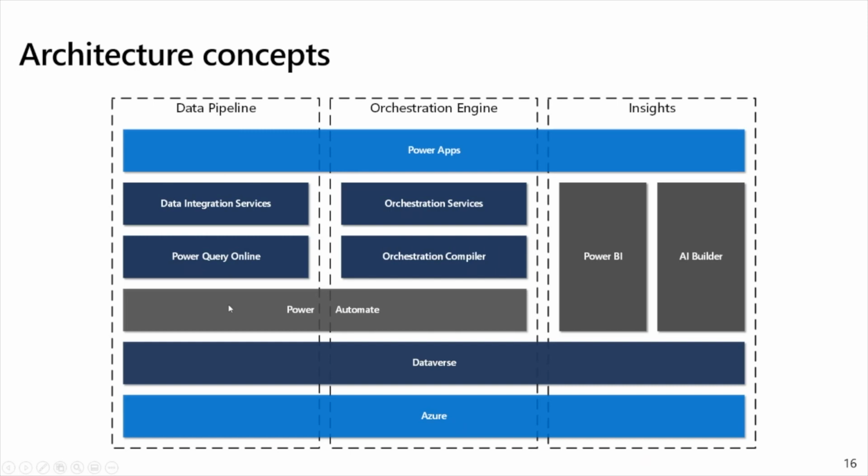Our data pipeline, which handles the communication inbound and outbound to our different systems. This is run by Power Query. Power Query is our engine that allows you to do the transformation. And we'll talk about these in a little bit more detail. The orchestration engine is what we saw with the orchestration designer. We take that business process view and compile it into Power Automate. The insights are driven by Power BI for the analytics and machine learning from the AI Builder, for example, which are Power Platform components.